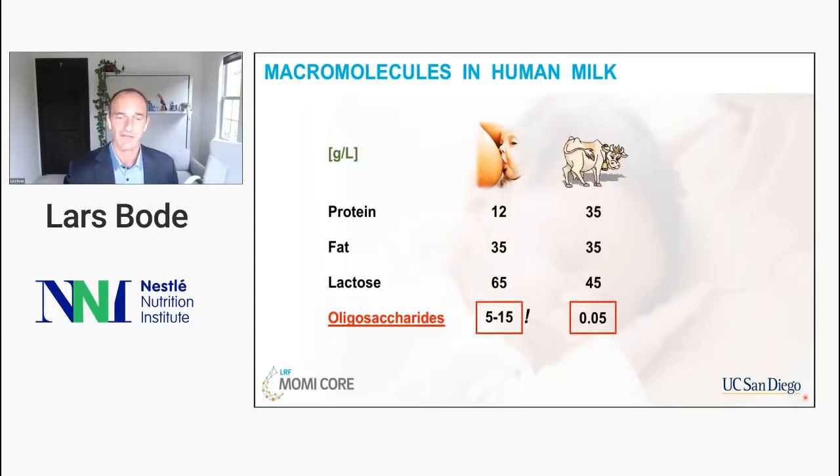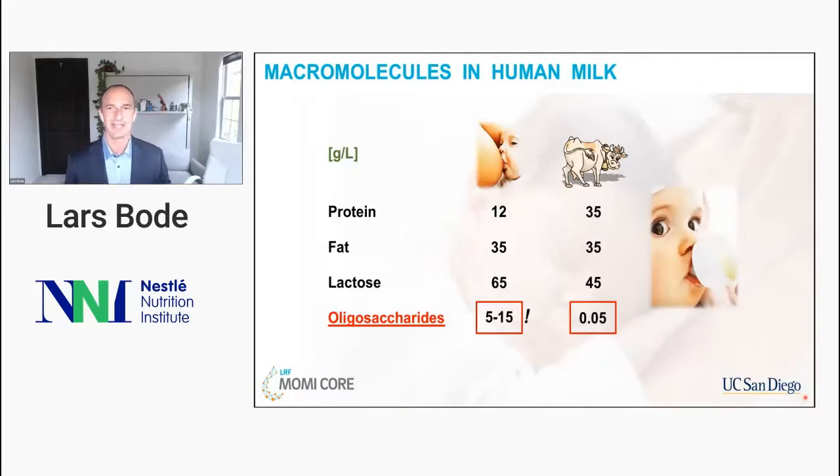The structures are very different. And since bovine milk is the basis for most infant formula, we hardly have any of these human milk oligosaccharides in infant formula, although that is starting to change.